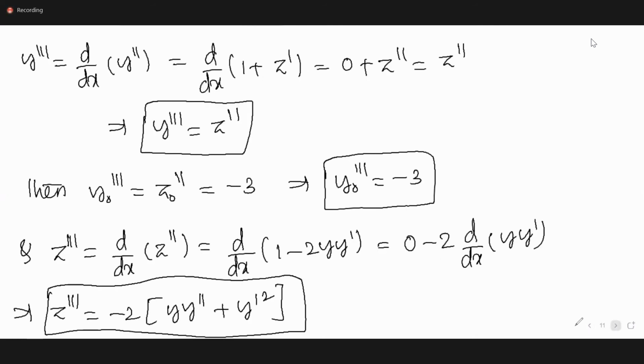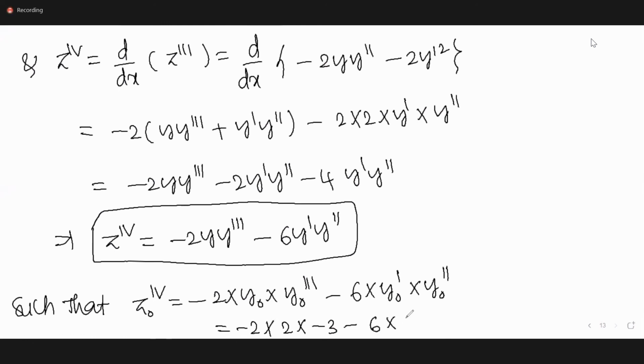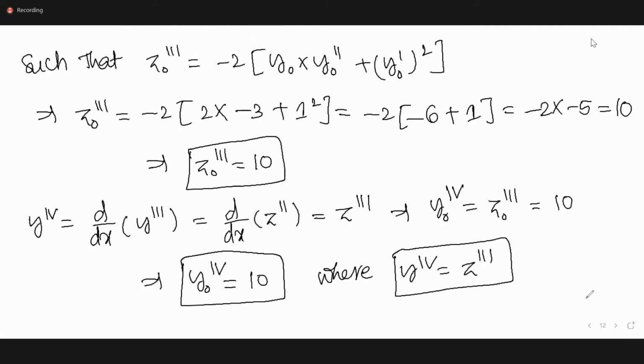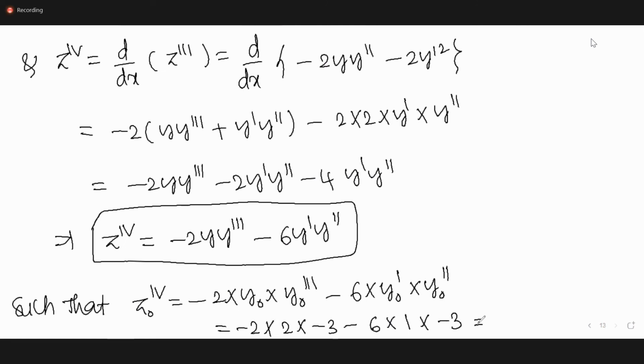Minus 3, minus 6 into y naught dash 1, y naught double dash, y naught 2, y naught double dash minus 3. Simplify. Minus 2, 2 3 plus 12 plus 18, 30. So z naught fourth derivative is equal to 30, and so on.